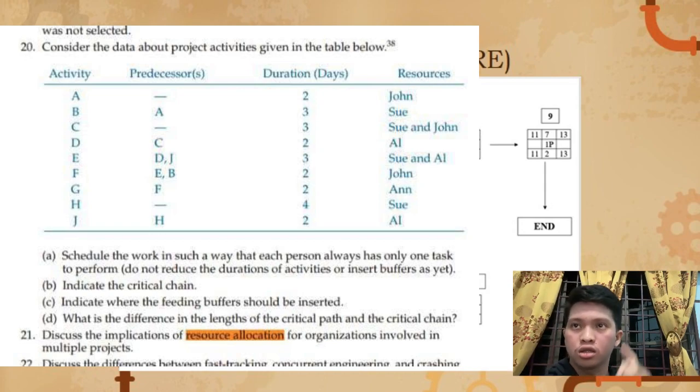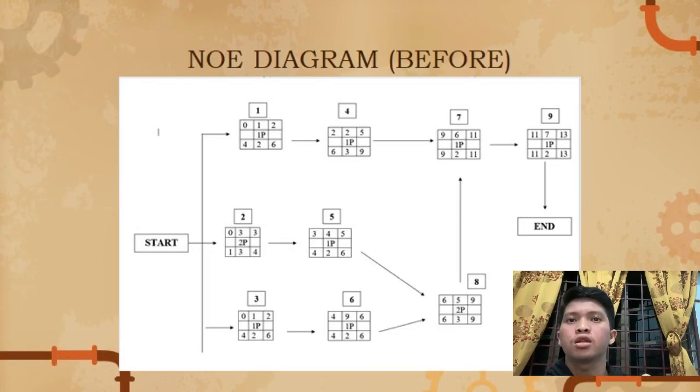So in the table or the data that the question gave, in the predecessor there is one that needs 2, and one more that needs more than 1. So we need to allocate them accordingly. For that, we need to do the NOE diagram so we can know how to make the schedule. So here is the NOE diagram according to the data given by the question.